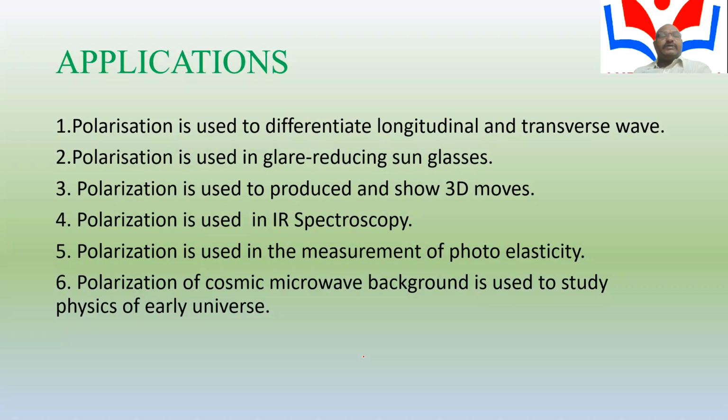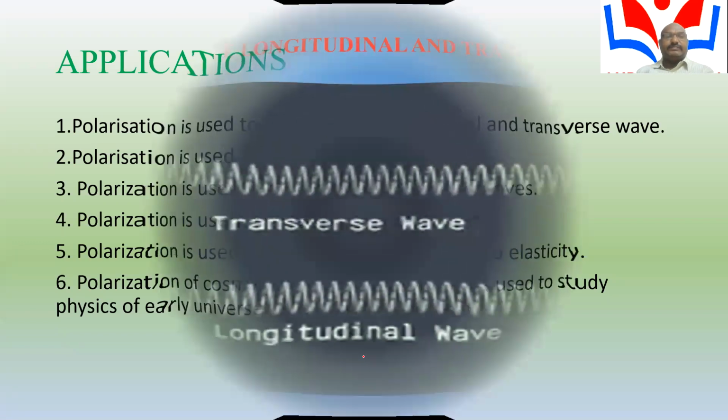Examples of some of the applications of polarization: polarization is used to differentiate longitudinal and transverse waves. It is used in glare reducing sunglasses. It is used to produce and show 3D movies. It is used in IR spectroscopy. It is used in the measurement of photoelasticity. Polarization of the cosmic microwave background is used to study the physics of the early universe.